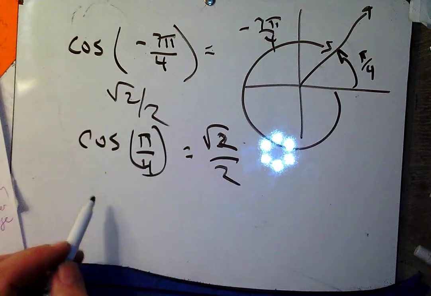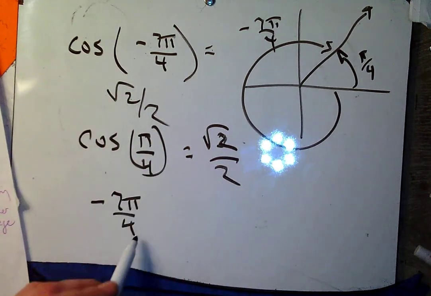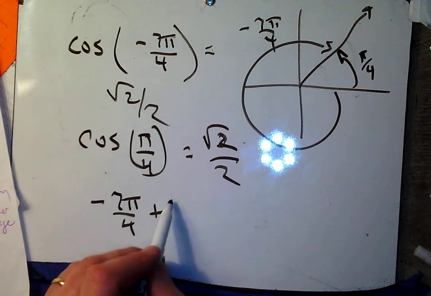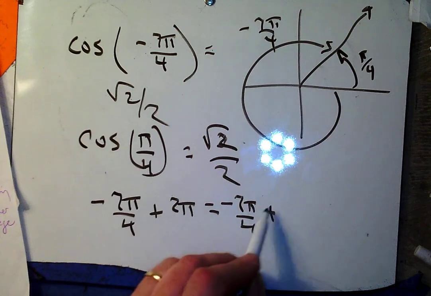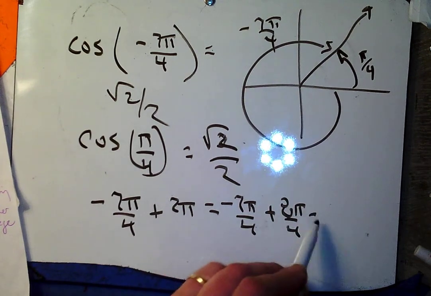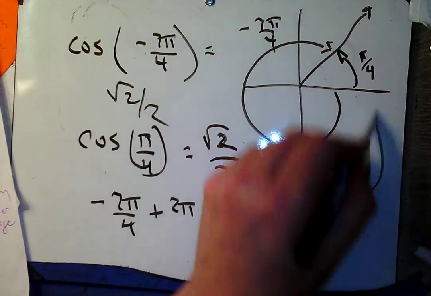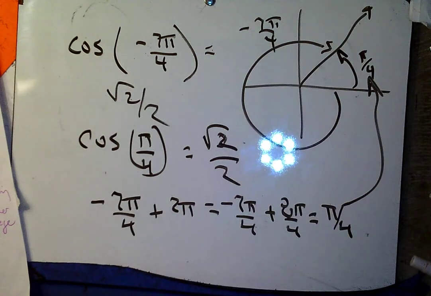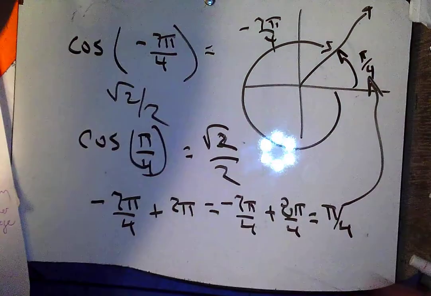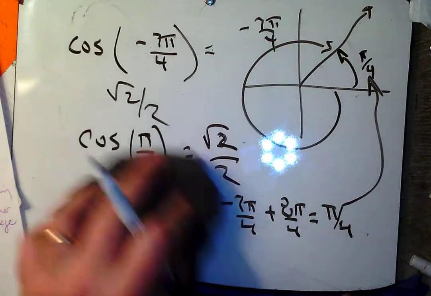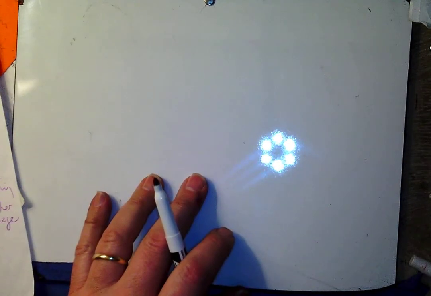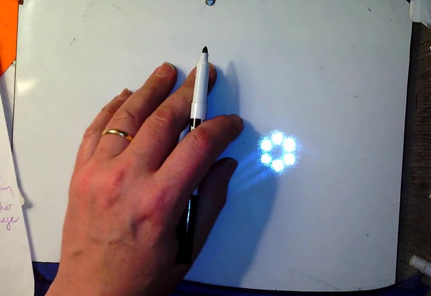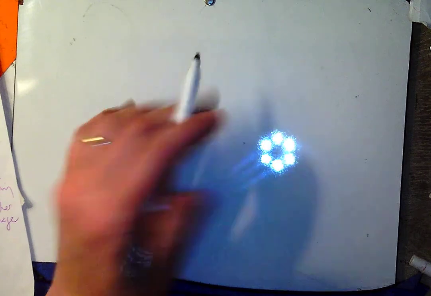You could also start with negative 7 pi over 4 and say, that's too small, I better add 2 pi. Negative 7 pi over 4 plus 8 pi over 4 is pi over 4. So I can do this problem any of those ways. If you're a visual learner, if you prefer the coterminal angles, you could even use your reference angles.